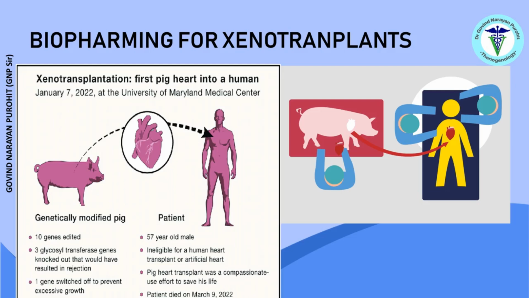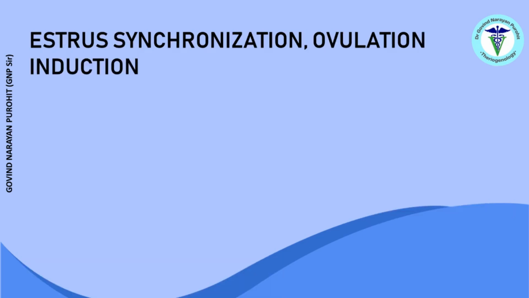Biofarming involves genetically modifying animals to produce organs for transplantation. For instance, a pig heart was successfully transplanted into a human, marking a significant advancement in xenotransplantation. Estrus synchronization and ovulation induction are techniques used in animal breeding to control and enhance reproductive efficiency.